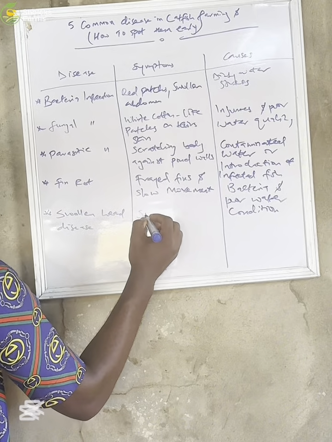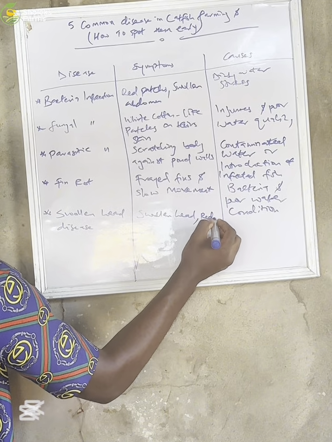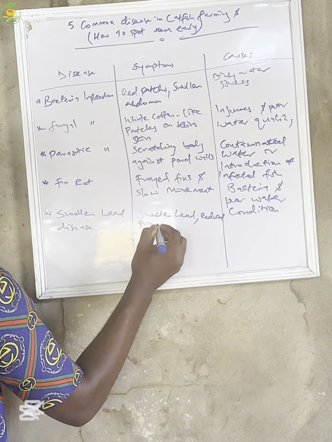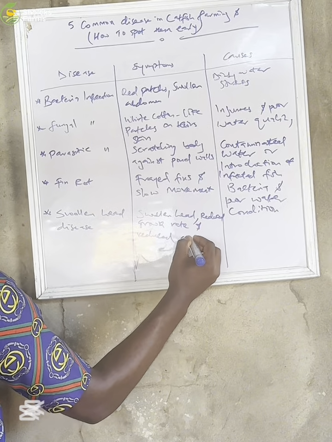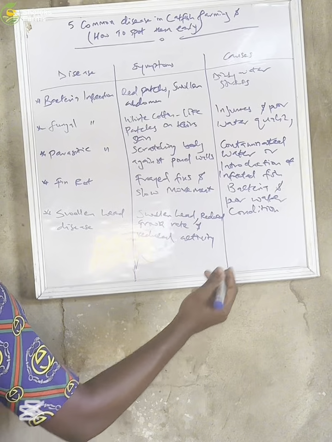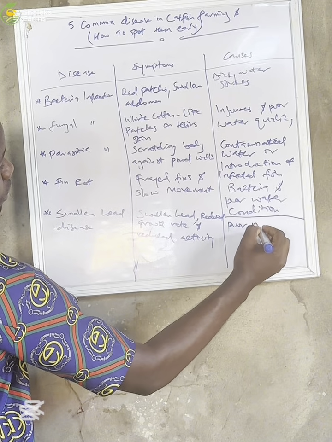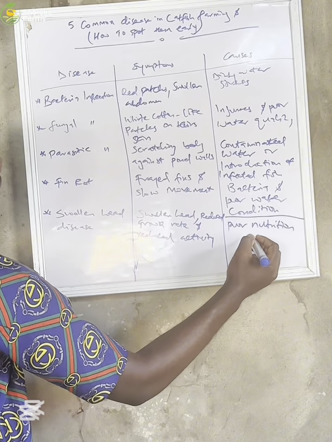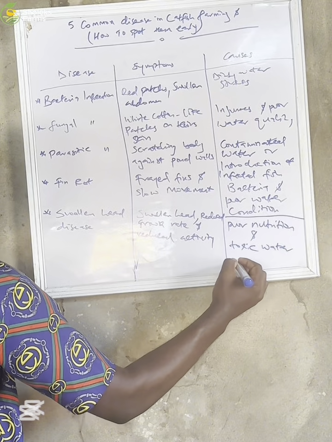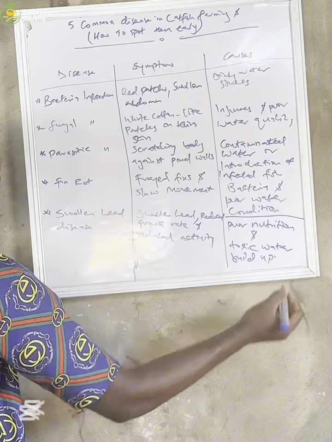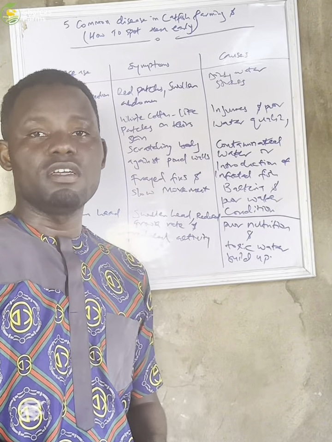What are the symptoms? Swollen head, reduced growth rate, and also reduced activity. So what causes swollen head disease? It's always caused by poor nutrition and toxic water build up. So these are the 5 common diseases you might come across in your catfish farming business.